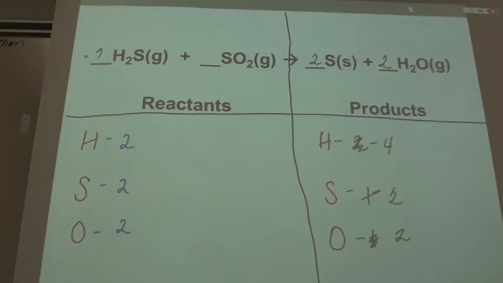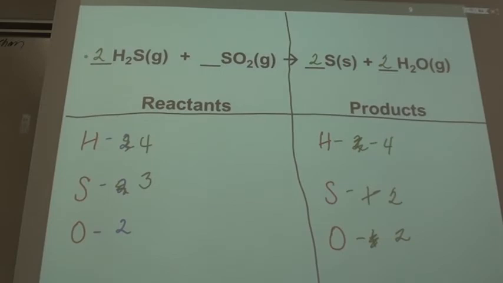Put a 2 here. Okay, so now I have 4 hydrogens. How many sulfurs do I have? 2. Or no, 3. I have 2 from this compound and this one that has not changed. So now what should I do?